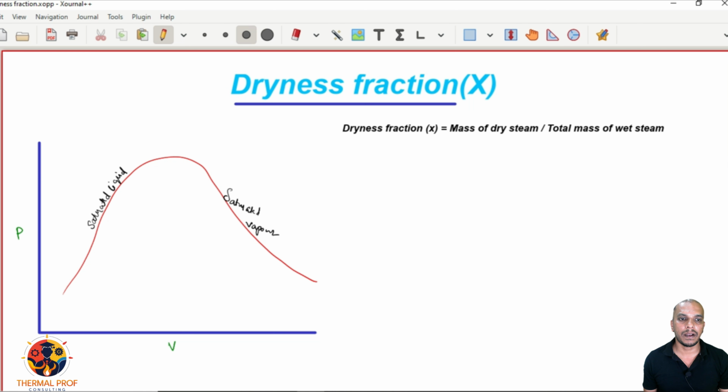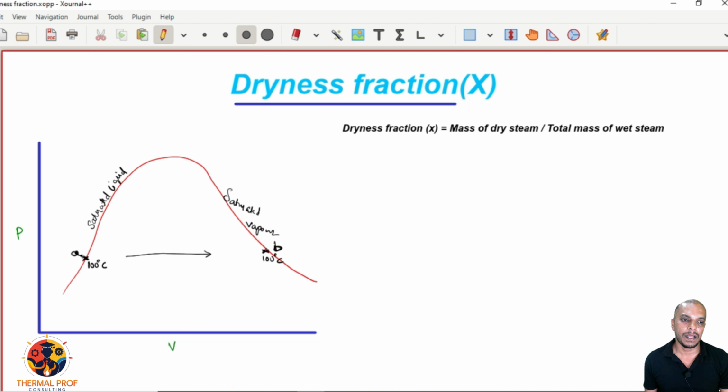So let us say we are operating at atmospheric pressure. Boiling starts at 100 degrees Celsius and boiling is complete at 100 degrees Celsius. That means it is a phase change process. At, let us say, point A, this is saturated liquid. At point B, it is saturated vapor.